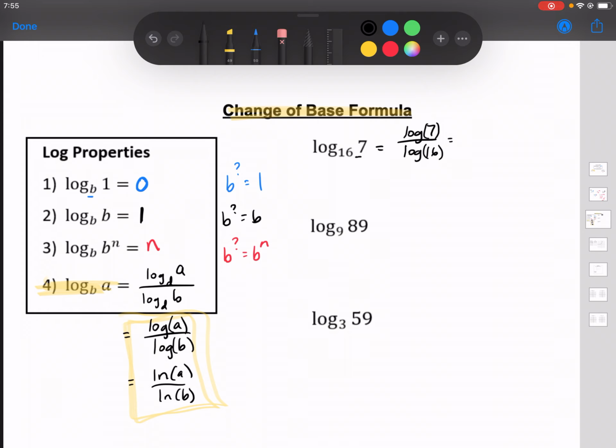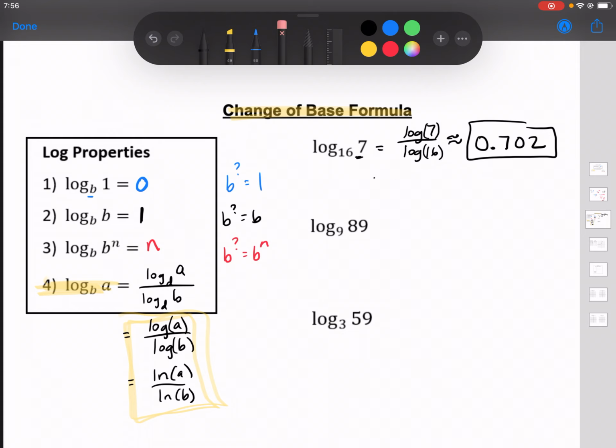I'm just going to go ahead and type that into a calculator. So let me pull my calculator up. So we've got log of 7 divided by log of 16. And I get approximately 0.702. So this is just a way to get an approximate answer. In fact, if you put 16 to the 0.702 into your calculator, you should approximately get 7, because that's what we're trying to find, the exponent we have to raise 16 to get 7.